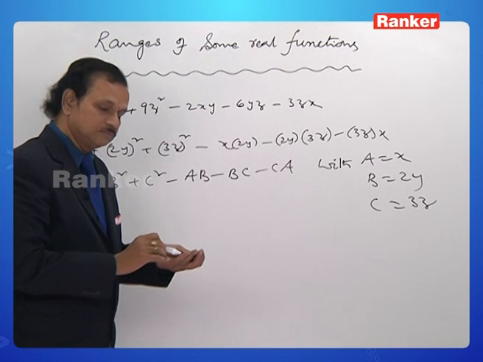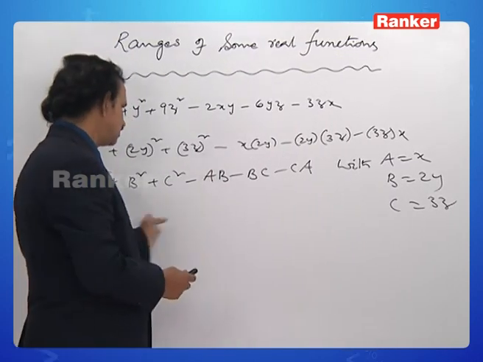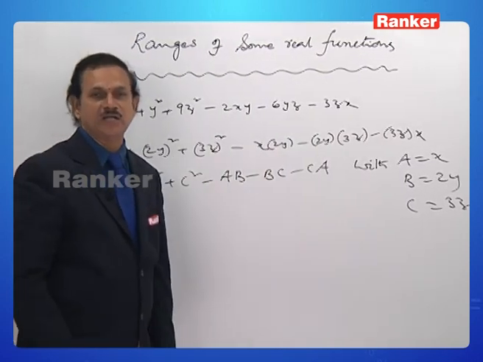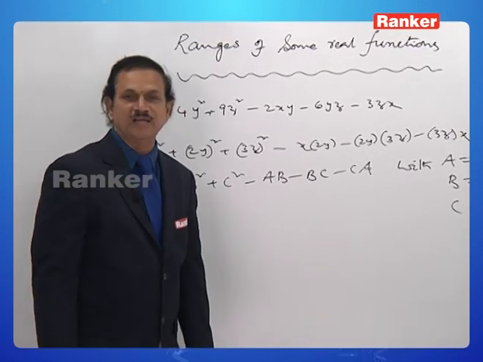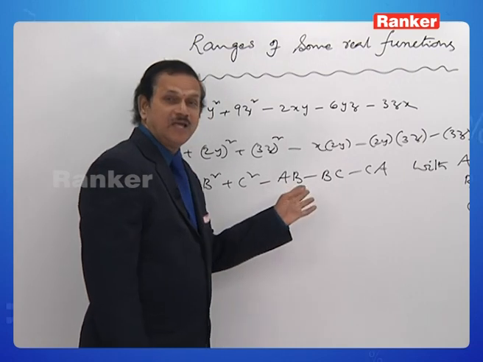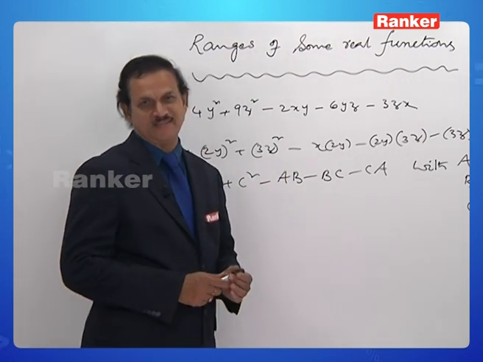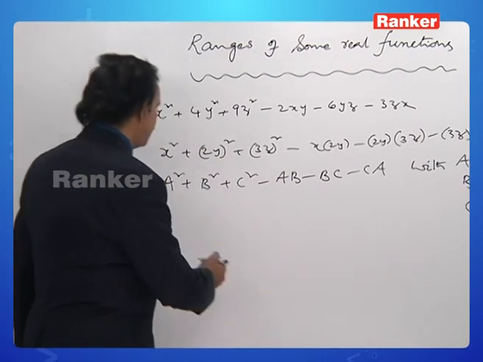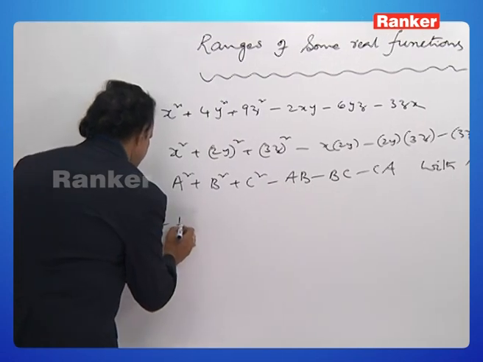We know that this is not a perfect square. It cannot be expressed as something whole square. But this is a sum of perfect squares. How? It's very simple. You know it from the fundamental algebra.